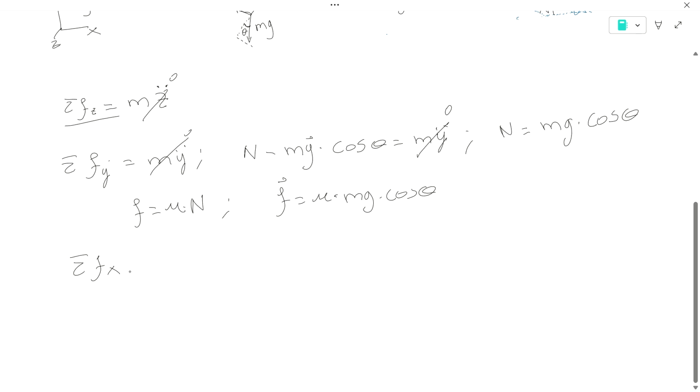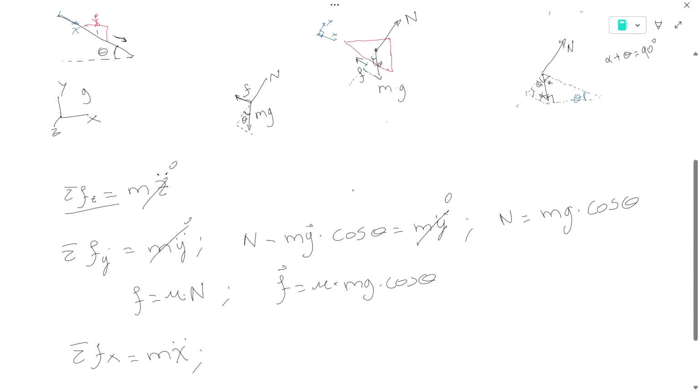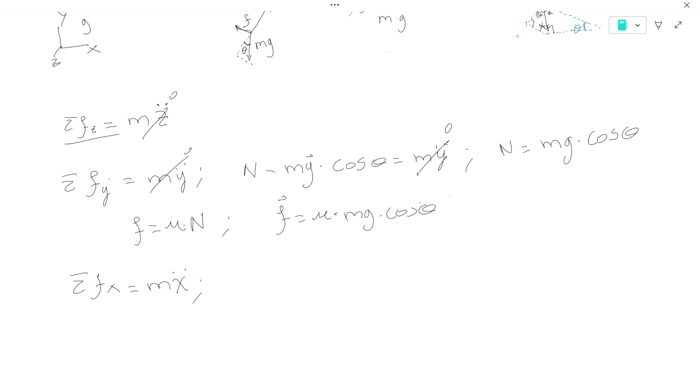All right, so the summation of forces in x equals the mass of the system times the acceleration, x double dot. And that is not 0. That is the friction force, which is negative, and the gravity component in the x direction. So the gravity component in the x direction is mg times sine of theta minus friction equals m x double dot.